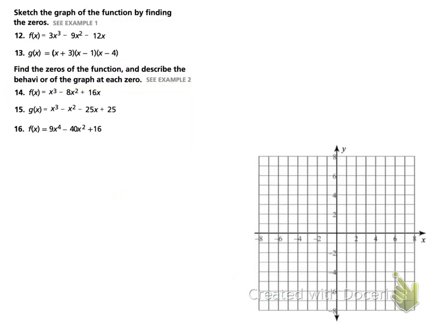Number 12, sketch the graph of the function by finding the zeros. So number 12, there's a GCF there of 3x, which leaves you with x squared minus 3x minus 4. And so then you can factor that trinomial, two factors of negative 4 that add to give us negative 3 will be x minus 4, x plus 1. All right. Negative 4 times 1 is negative 4. Negative 4 plus 1 is negative 3.